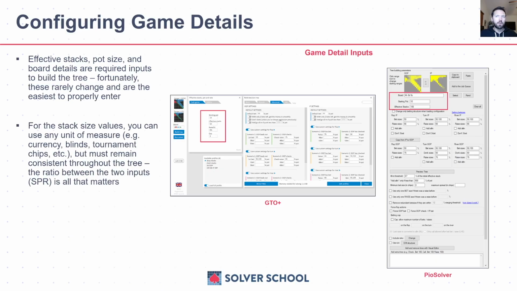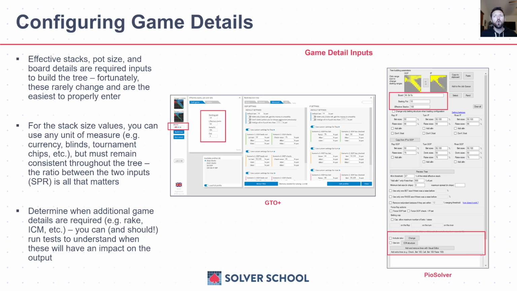For the stack size values, I mentioned this in module 1, but a point to note here is that we can use any unit of measure. And you saw that from my examples in the previous video where everything was in the units of big blinds for GTO Plus, whereas for PioSolver, I did it in big blinds times 10. It doesn't really matter what unit I actually use, but I must remain consistent throughout the game tree. The stack size and the effective stacks don't matter, but the SPR, the ratio between the two, does. So that's the important component here, is that we have to be consistent with our units.